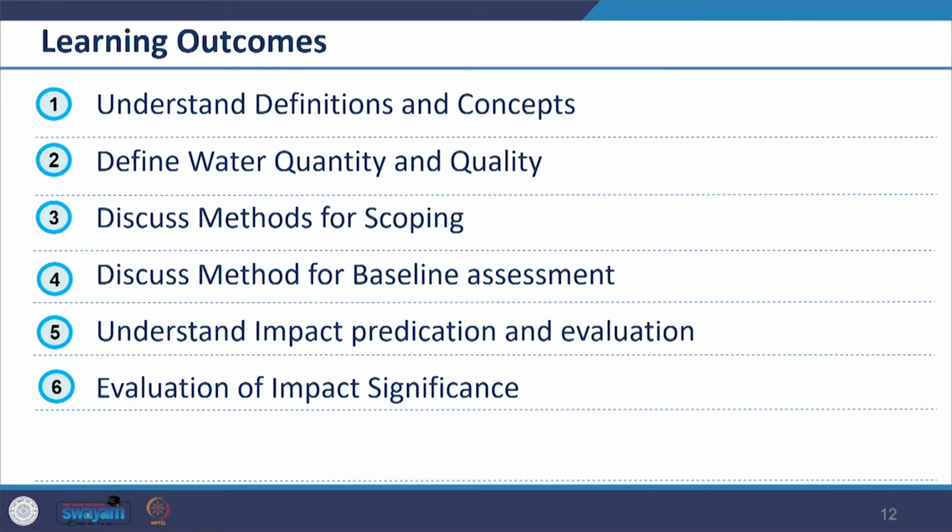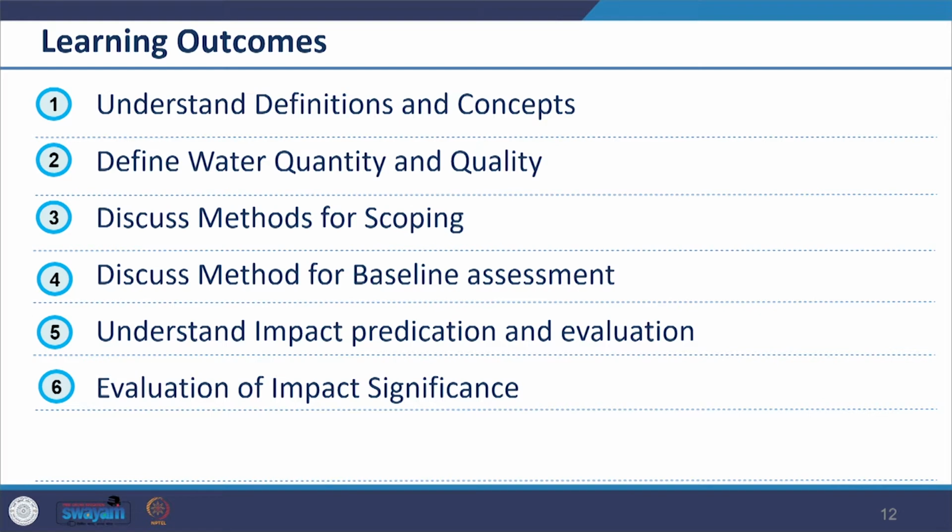So accordingly, the expected learning outcomes are that you should be able to define and explain the concepts of what water quantity means. You should be able to define environmental flows, base flow, return period, and so on. And you should be able to define or conceptually explain what water quality means, what fluvial geomorphology means. You should be able to decide on methods for scoping. You should be able to identify checklist and also explain the source pathway receptor model.